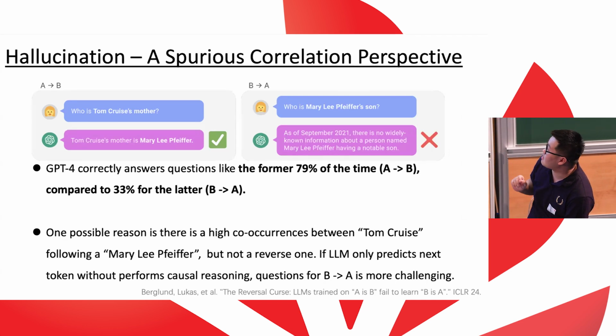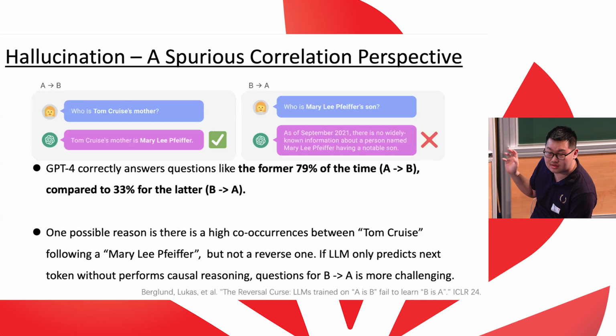So this is a very famous example. One possible reason, I think, is there is a high co-occurrence of Tom Cruise followed by Mary Lee, but not the reverse. So if a large language model only predicts the next token without performing causal reasoning, then questions from B pointing to A, the reverse direction, will be more challenging. But as human beings, we know that this is equivalent, right? But you can see, due to the statistics, nearly 80% of the time, A pointing to B got correct, but only 1/3 got correct in the latter case.